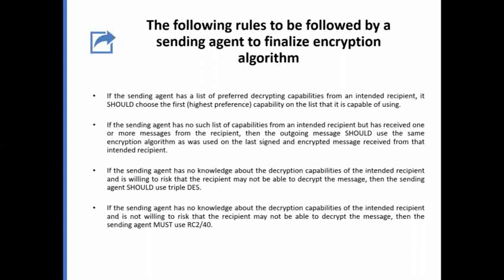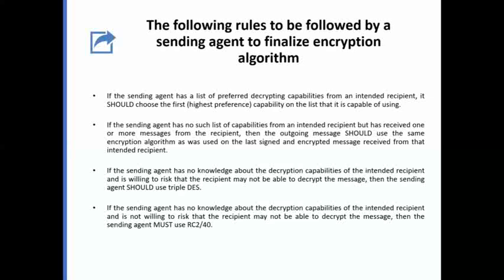So the first rule says, if the sending agent already has the list of preferred decrypting capabilities given by the receiver, the sender will choose from that list based on the highest preference, select the encryption algorithm, and finalize that algorithm for encrypting the data.